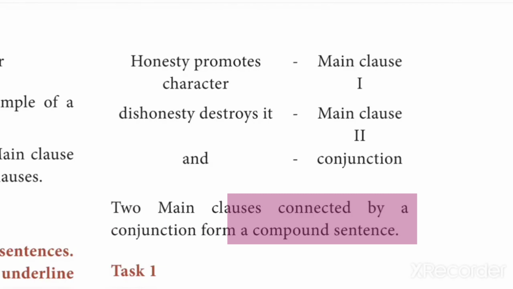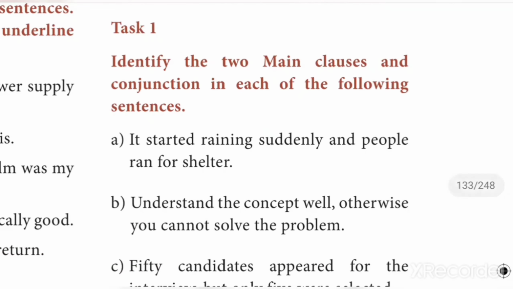Let's see task 1 below. We have to identify the 2 main clauses and conjunction in each of the following sentences. Sentence A. It started raining suddenly. People ran for shelter. These 2 are the main clauses, main clause 1 and 2 respectively. And the word and in between is the conjunction.